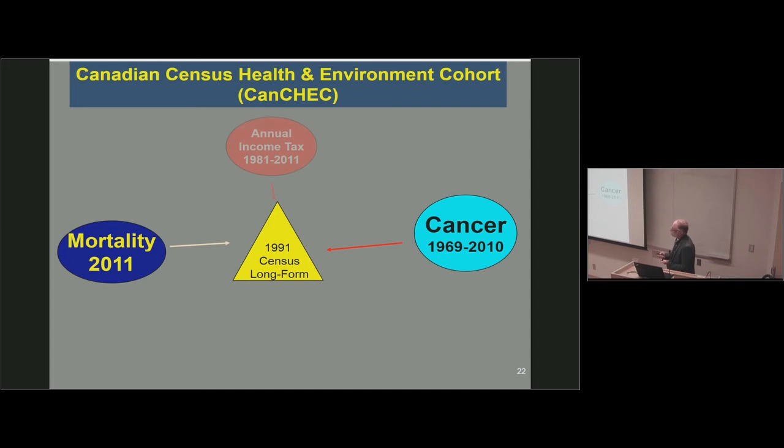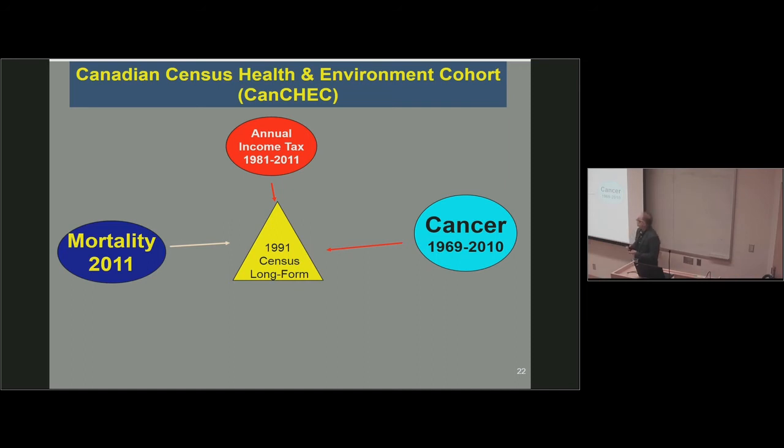But one of the most important things we have to do in these studies is know where you live. You give your address on the 1991 long form, but we don't know where you live in the subsequent years. So what we've done, and I know that when I've given these talks to American colleagues they say you could absolutely not do this in the United States, is we've linked these individuals to their income tax returns.